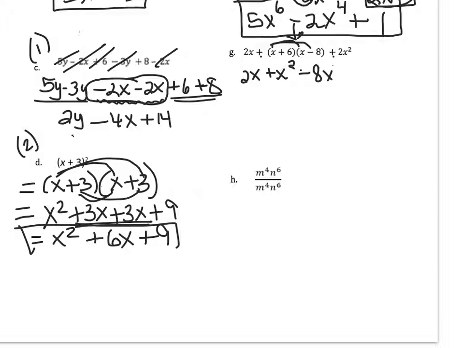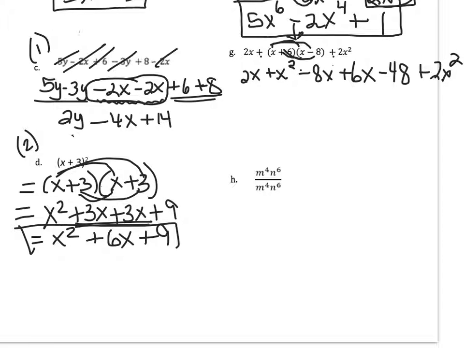Now I'm going to take this 6 through the second set of parentheses. 6 times x gives me positive 6x. And 6 times negative 8 gives me negative 48. And I have a plus 2x squared hanging off the end.